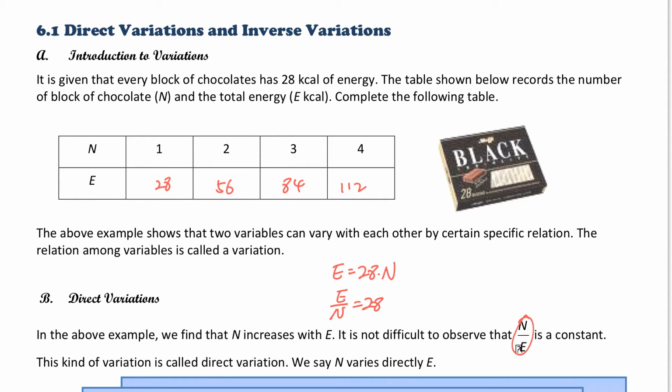This is E over N. It's equal to 28. It's equal to a constant. If we divide these two variables and the result is a constant, this relationship is called direct variation. In other words, when N increases, E will also increase.